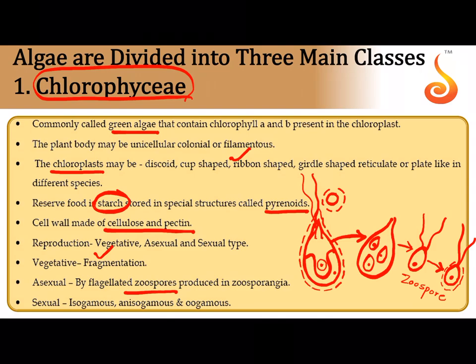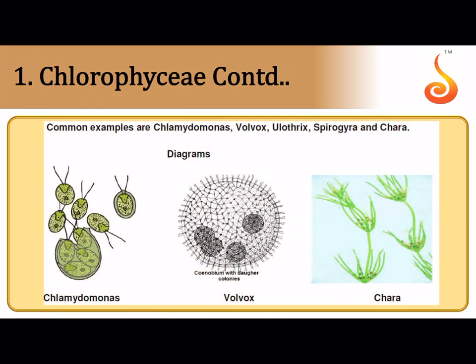Then sexual reproduction is isogamous, where I told you the male and female gametes are alike, or anisogamous, where there is some difference between the two. Or oogamous, where the female gamete is a large egg, or oogamete, and the male gamete is motile and flagellated.